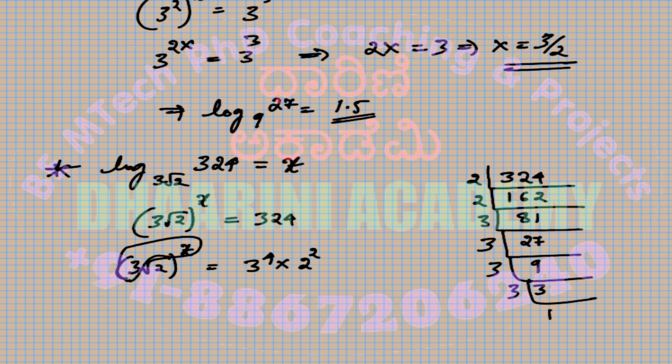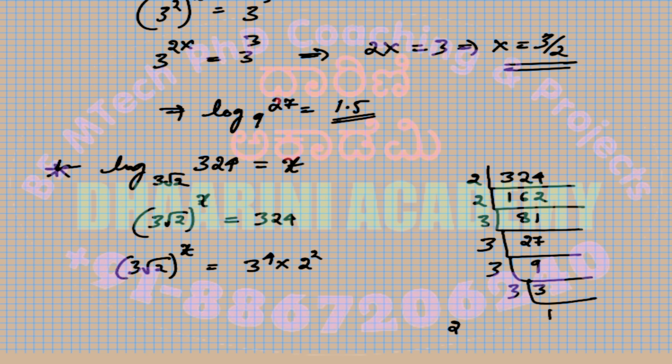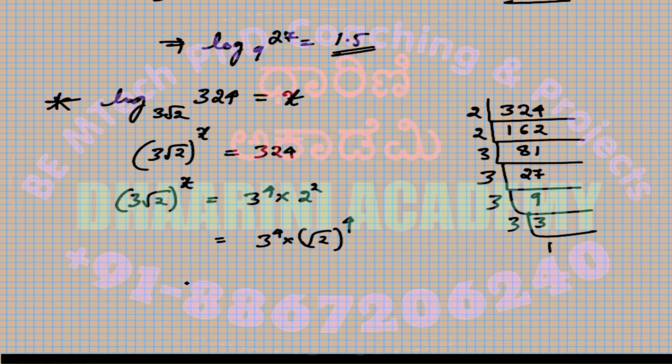That is possible, right? Now, if I write it this way, this is 2, but what is 2? 2 is equal to root 2 squared. So I can write 2 as root 2 squared. So this is nothing but 3 to the power 4 into root 2 to the power 4. Now you see you can take the power 4 common. So this is (3 root 2) to the power 4 is equal to (3 root 2) to the power x. So this implies x is equal to 4.